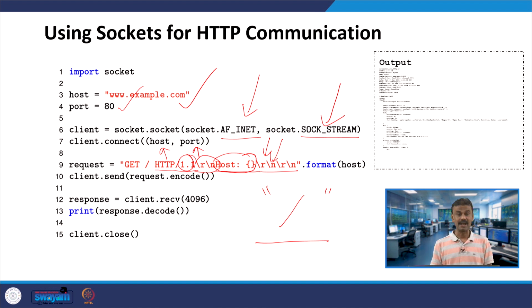Next, the client is invoking send, and you are passing request.encode. This is sending the HTTP request to the server. The request is invoking the encode function, which is converting the string into bytes. This is required for sending over a socket. So, up to line number 10 is over.